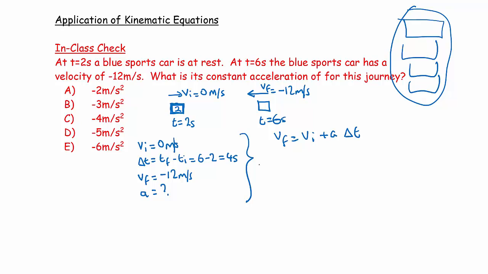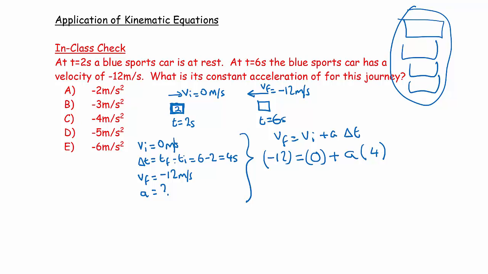So then you say, okay, minus 12. I don't substitute, and I don't rearrange and then substitute. I substitute and then rearrange. It just means sometimes things that look hard in letter form look easier in number form. That's 0 plus A is what I want, times delta T is 4.